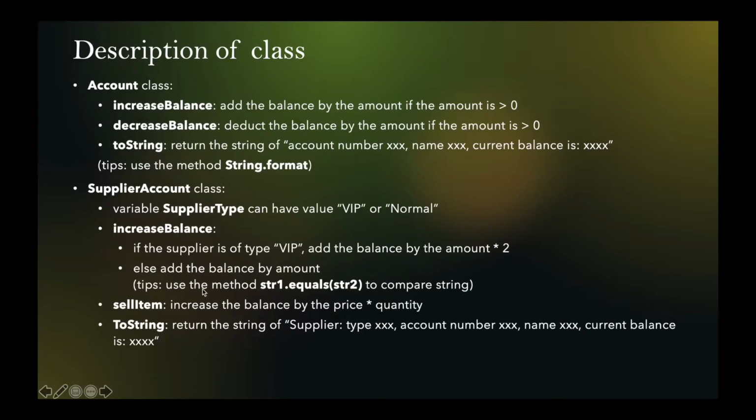So you are going to compare the string to check whether this type belongs to VIP or not. So it suggests you use the equals method. Then the supplier account is able to sell the item, so you increase the balance by the price times quantity. When they sell the item, you are able to increase the balance. Then the toString is going to return the supplier type, either normal or VIP, then it will return account number, name, and current balance.